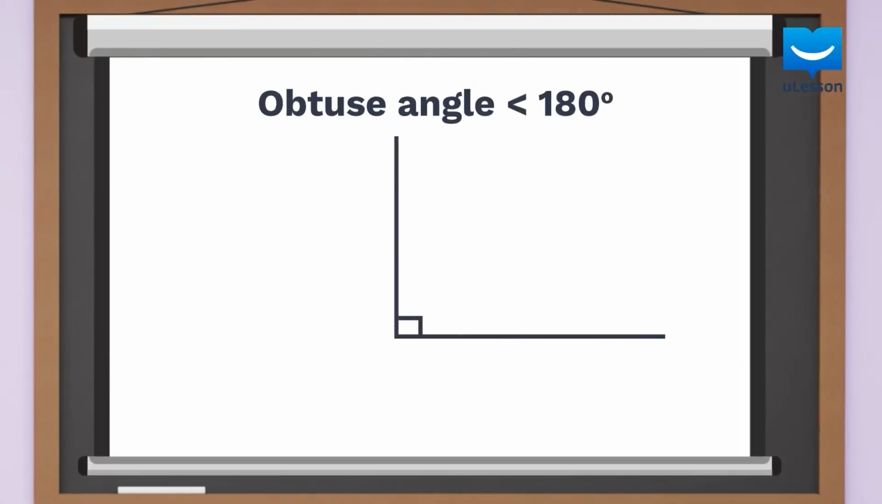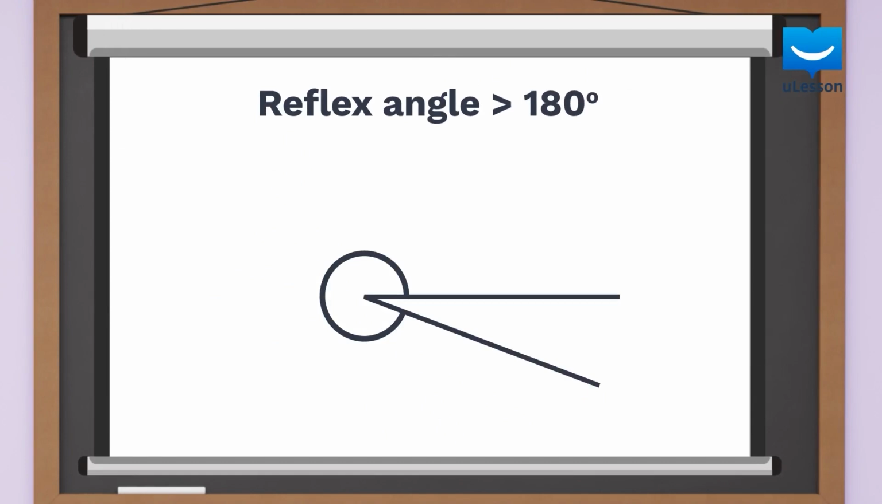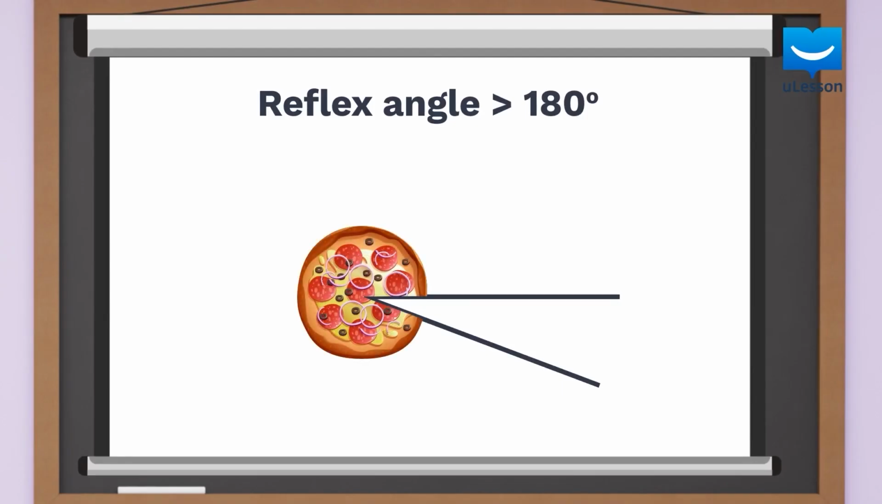The next angle is the obtuse angle, which is greater than 90 degrees and less than 180 degrees. An example is this beach bed. The final one is the reflex angle. It is greater than 180 degrees but less than 360 degrees. It is usually outside, like a pizza when one slice is taken away.